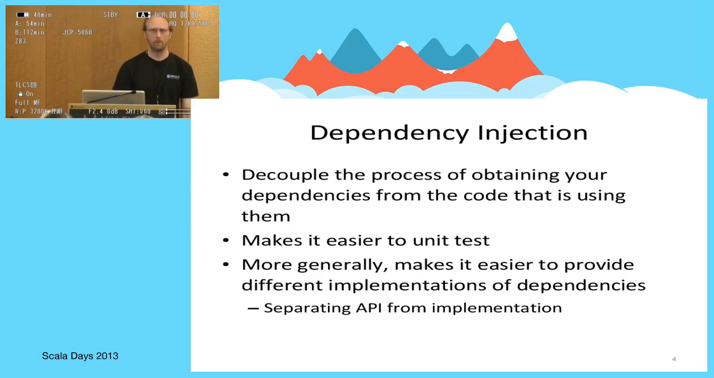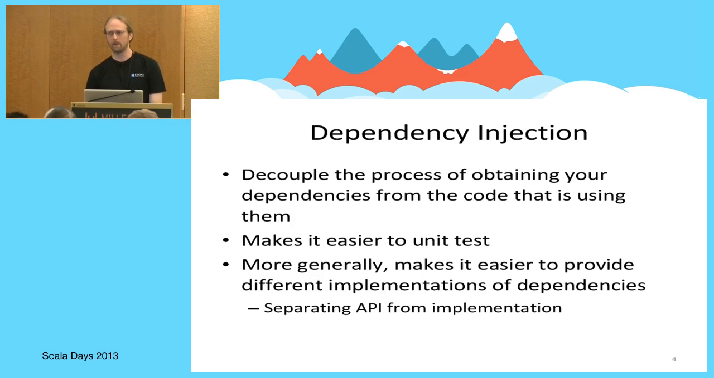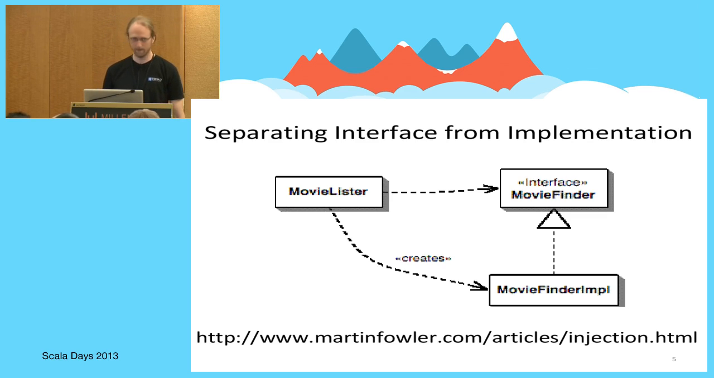So, what is dependency injection? Well, what we're really trying to do is decouple the process of obtaining our dependencies from the code that is using them. And this really makes it a lot easier for us to unit test because we can sub in mock objects or stub objects for our dependencies when we test. And more generally, it allows us to create different configurations for our application by providing alternative implementations for some of the services in our application. So this is really about separating API from implementation.